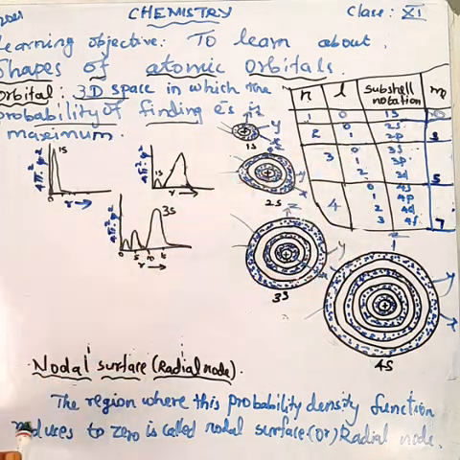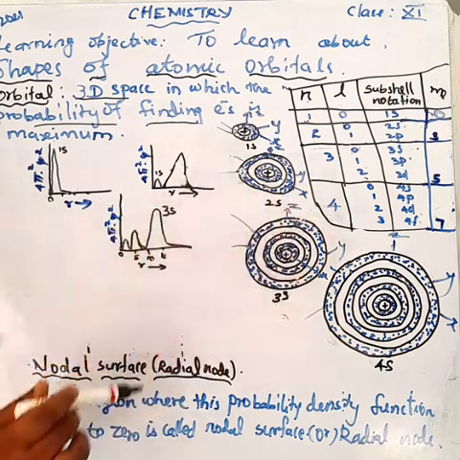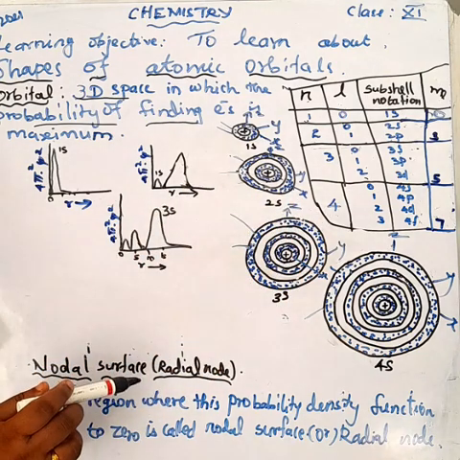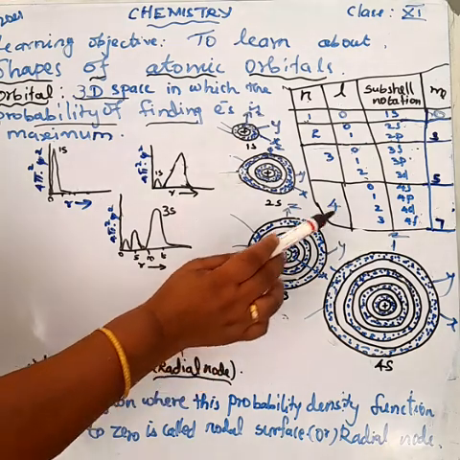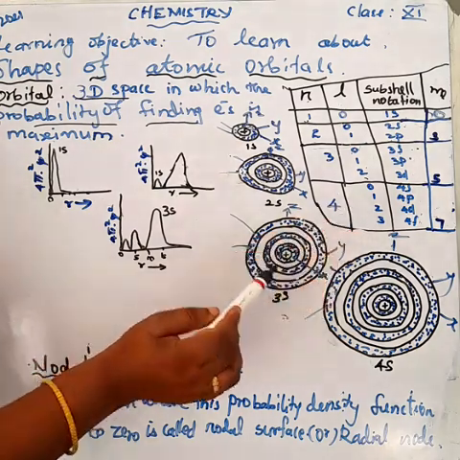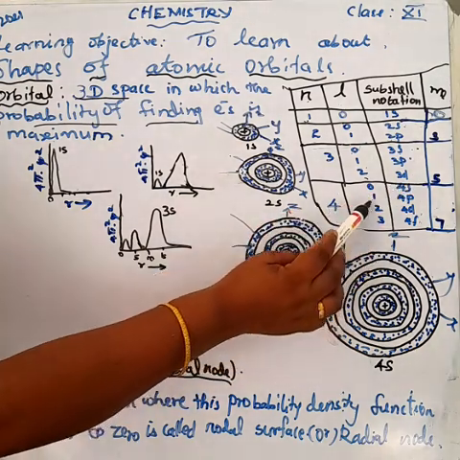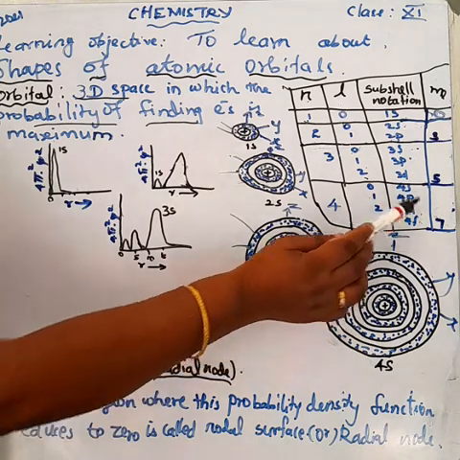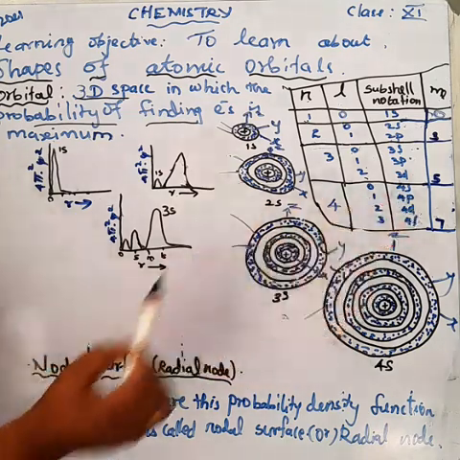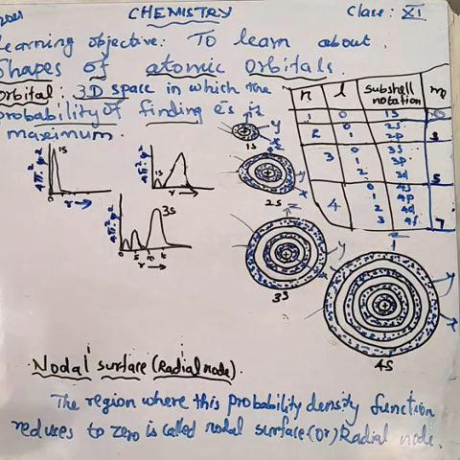When n is equal to 4, l is equal to 0, 1, 2, 3. 0 represents the s orbital, 1 represents the p orbital, 2 represents the d orbital and 3 represents the f orbital. Already we studied about that clearly. I hope all of you know about that.